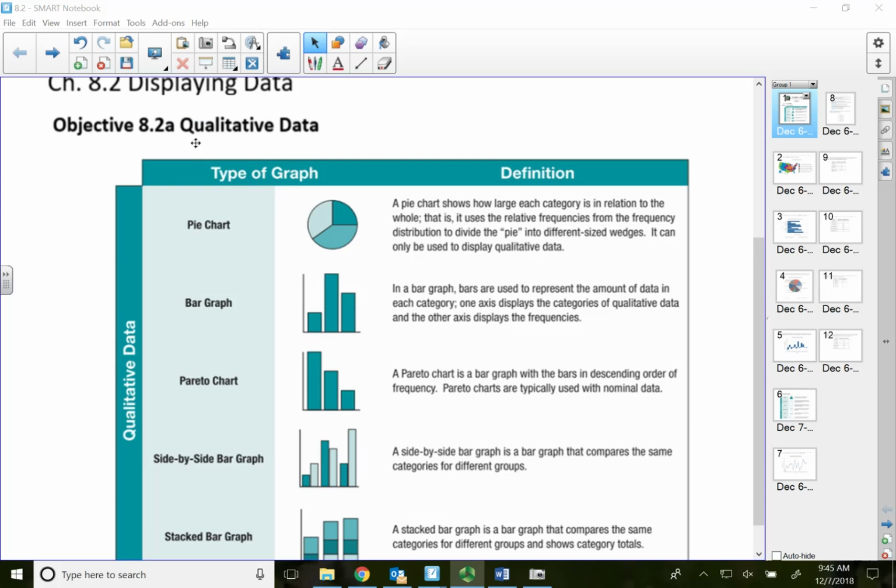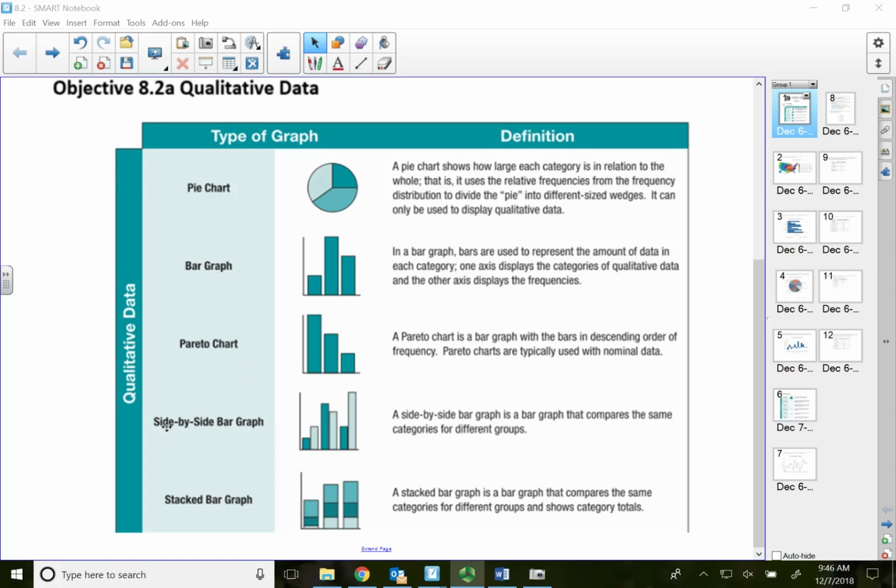Qualitative data simply means the x-axis uses names or labels, like boys and girls. When we're comparing data, we put it in different types of graphs. For qualitative data, which means quality, labels, or names, we can use a pie chart, bar graph, Pareto chart, side-by-side bar graph, or stacked bar graph. These are the types of graphs we normally use for qualitative data, where the x-axis uses labels rather than numerical values.